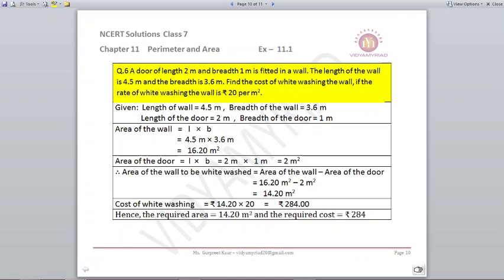Now the question is, we need to do the whitewashing of it. Will we do whitewashing on the door? No. So that means we need to exclude the door area from the wall. The area of the wall was 16.20. So I need to subtract the area of the door from there, so that I get the area which needs to be whitewashed, which comes out to be 14.20 meters square. Now, they are telling us that for 1 meter square, the cost of whitewashing is rupees 20. So for 14.20 meters square, the cost of whitewashing will be rupees 14.20 multiplied by 20. That comes out to be rupees 284. So that means we found the required area, and we also found the required cost.